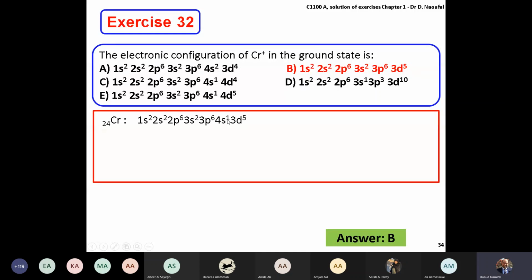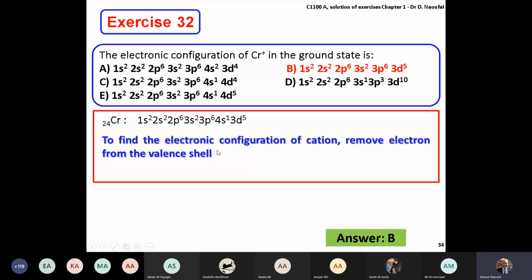And if we want to remove a second electron, we start by removing from 3d5. So the electronic configuration of chromium plus ends by 4s0, 3d5. So the electronic configuration is 1s2, 2s2, 2p6, 3s2, 3p6, 3d5. And the correct answer in this case is B.